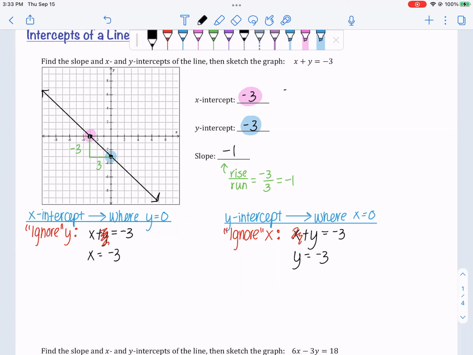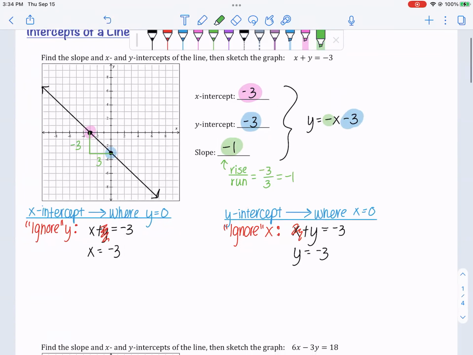What's great is we could also write the equation of the line in y equals mx plus b form really easily. We know our slope, which is m, and our y-intercept, which is b. So if we wanted to write it in slope-intercept form, this would be y equals -x minus 3. So this -3 is from the y-intercept, and that negative up front is because of the -1 slope.